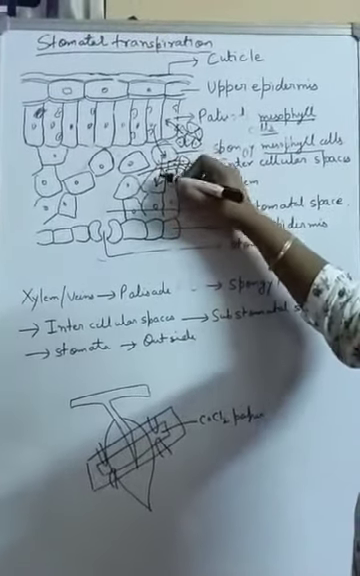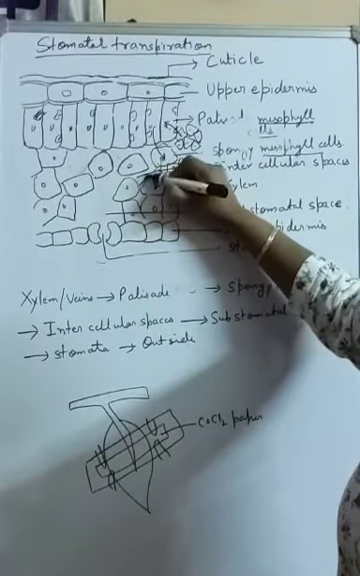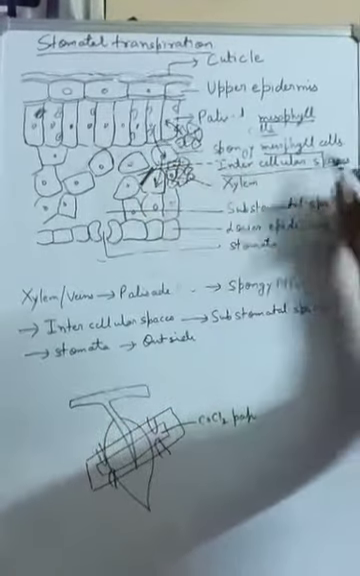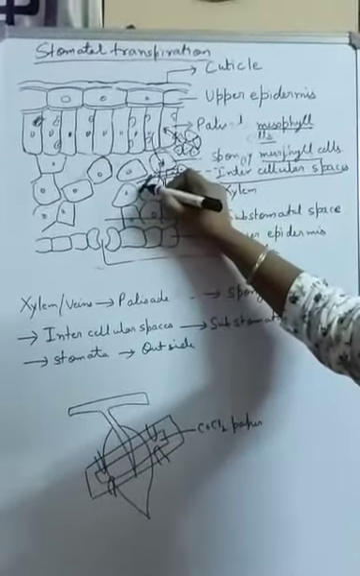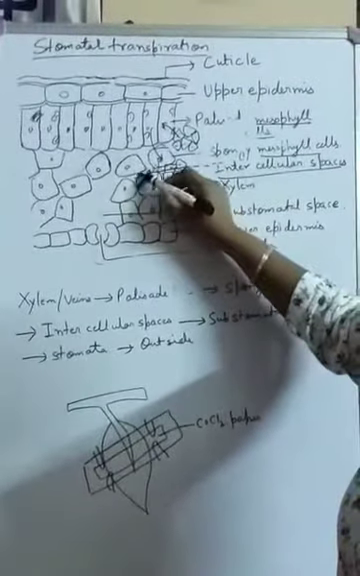Then what happens? A thin film of liquid from the spongy mesophyll cell goes in the intercellular spaces. Okay, so when the thin film of water goes out here in the intercellular spaces, it changes from water to water vapor.